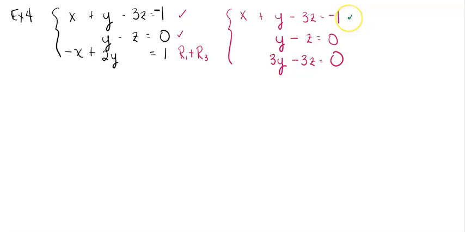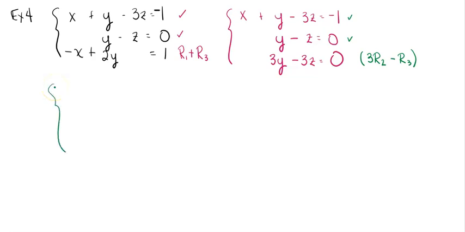First row is still okay. Second row is still okay. Third row needs to change. So how am I going to do that? Well, I'm going to have to multiply the second row by 3, and I'm going to have to subtract the third row from it to make this y element 0.